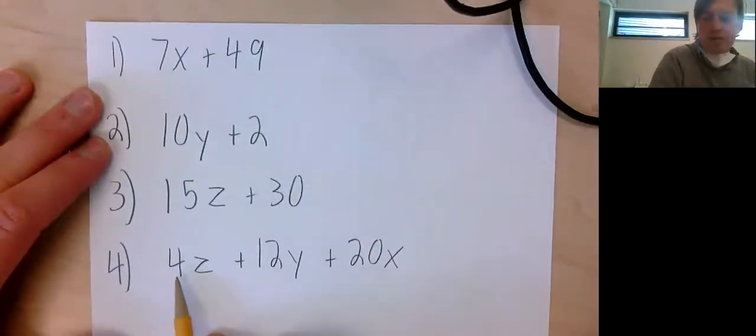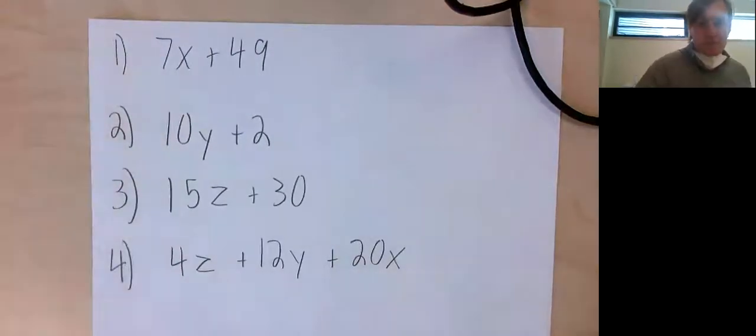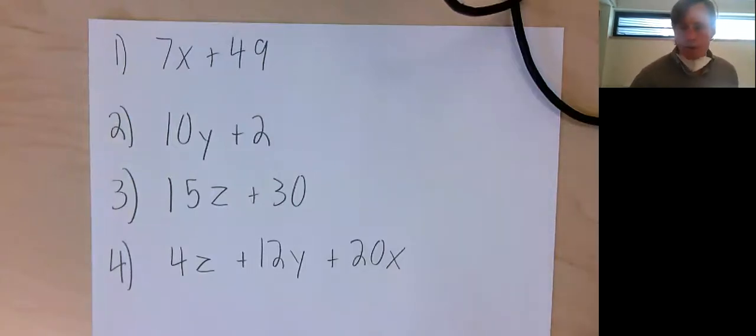You do the same process for this. You find the factors of all 3 of these and find the greatest common factor and divide each term by that greatest common factor. Okay, so feel free to pause the video here, get these down, work them out, and we'll go over them tomorrow.